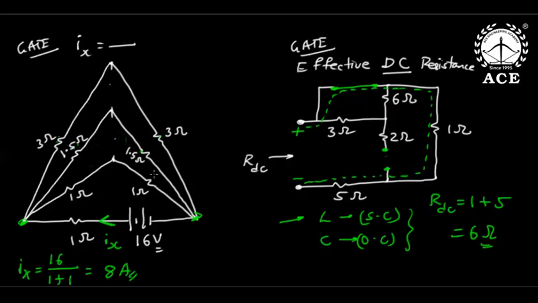Then clearly 6 in parallel to 3, 2 in parallel to 2, 1, 1 plus 1, 2. So total resistance is 2. 16 by 2 is 8 amperes. Then this effective DC resistance: when it comes to effective DC resistance, I assume an ideal DC steady state. For an ideal DC signal, dV by dt is 0 and di by dt is 0, due to which the inductor acts like a short circuit in steady state and the capacitor acts like an open circuit in steady state. That is why I removed this part. Now the path resistance which is contributing is only 6 ohms.